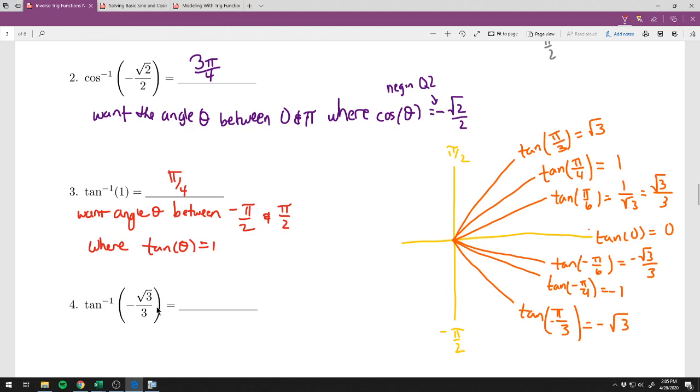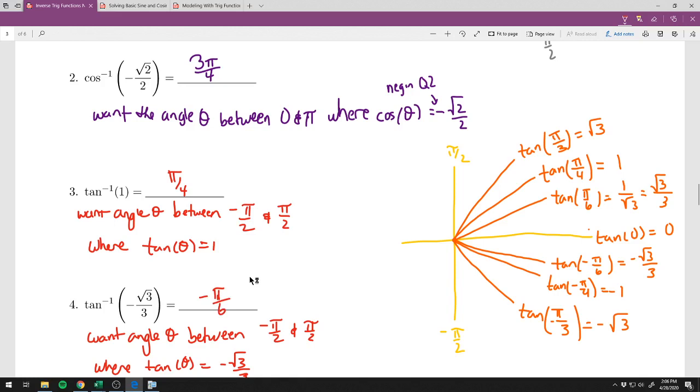Tangent inverse of negative square root of 3 over 3. We want the angle theta between negative pi over 2 and pi over 2, where tangent of theta equals negative square root of 3 over 3, and that is negative pi over 6.